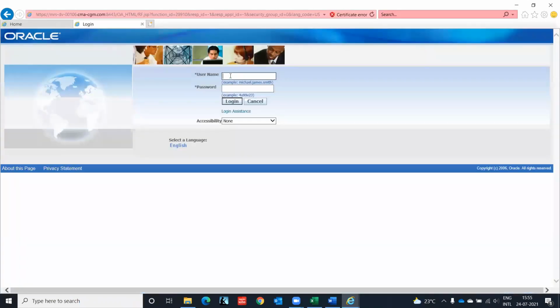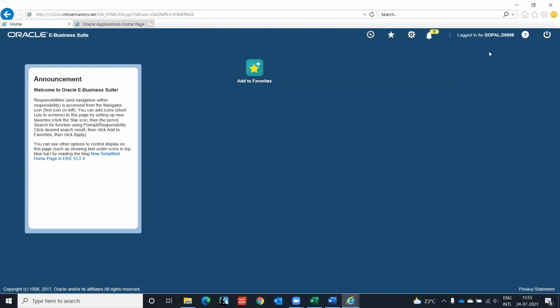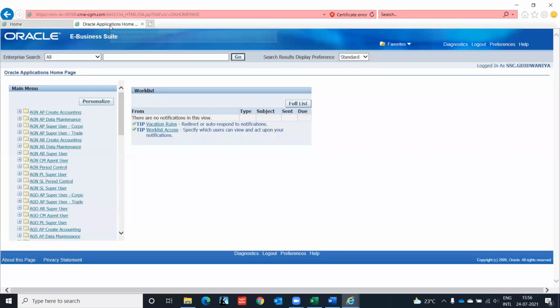Now I log in. See what you see here. It is just one welcome page. Add favorite button, then this is also your favorites button. Settings, notifications, logged in as this username, help button, sign out button, and this navigator. On the other old system, you have favorites, diagnostics, logout, preferences, help, logged in as username. This is the standard display page.